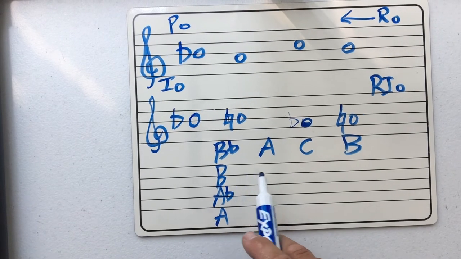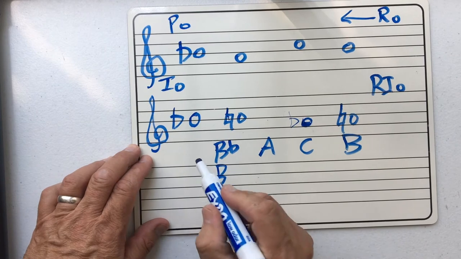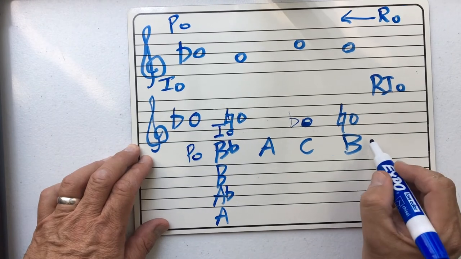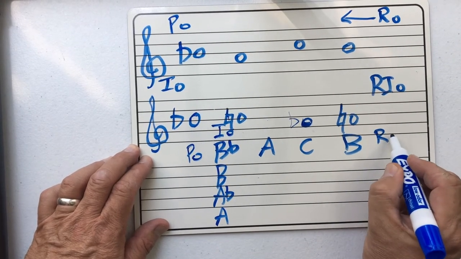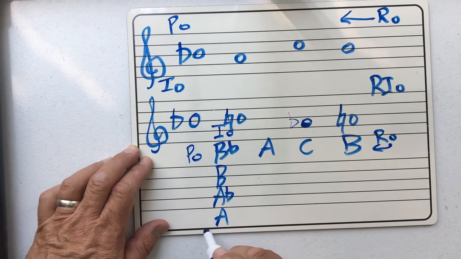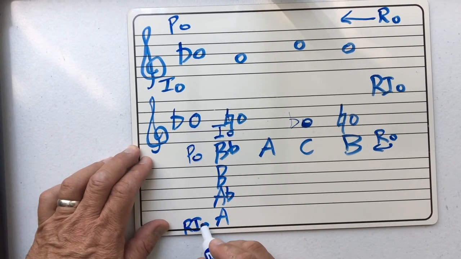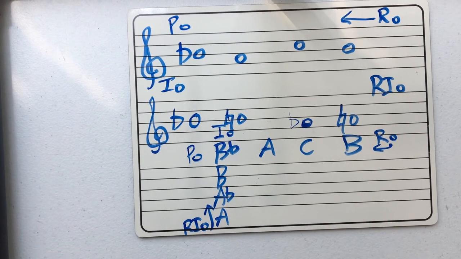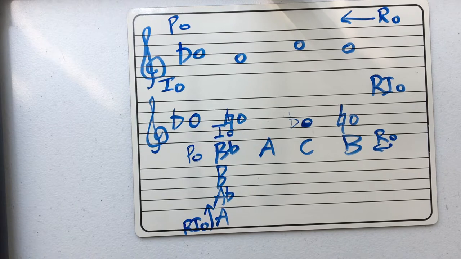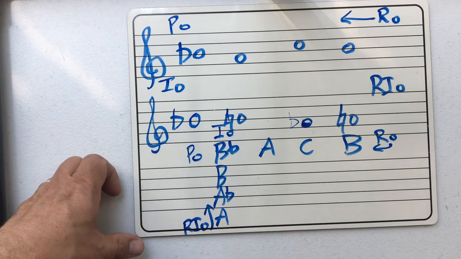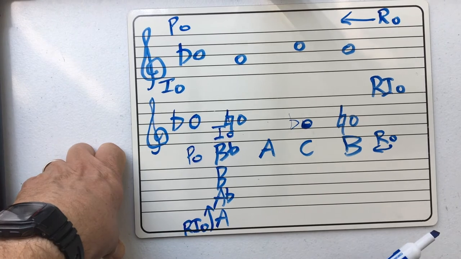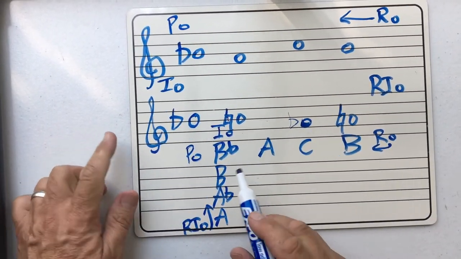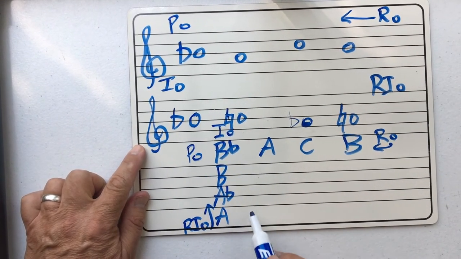Now, all we have to do is, because this is P0 here, and this is I0, this is going to be R0 going that way, and this is going to be, ran out of space, RI0 going that way. We can also represent, again, if this were a 12-tone row, all 48 row forms. We're not going to represent that many here. What is this going to be? 4 times 4, 16.